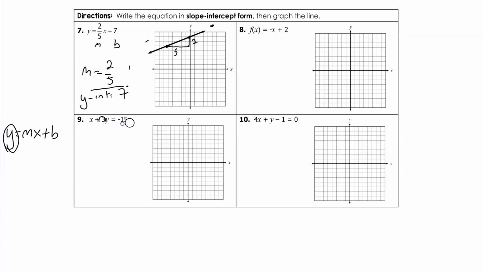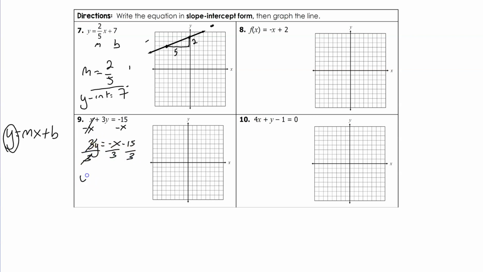In order to do that, I'm going to subtract x from both sides. That would cancel these out and leave me with 3y equals a negative x minus 15. We're looking closer, but notice that y is by itself, and this y has a 3 in front of it. So I'm going to divide by 3, which means I'm going to divide by 3 here and divide by 3 there.